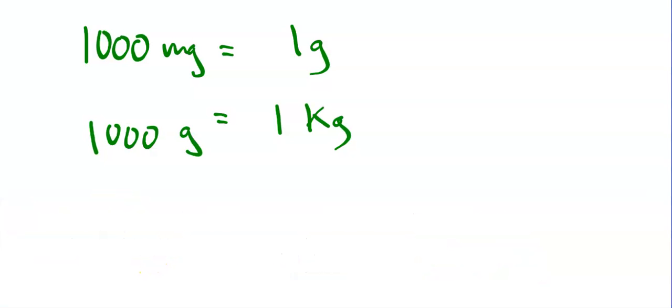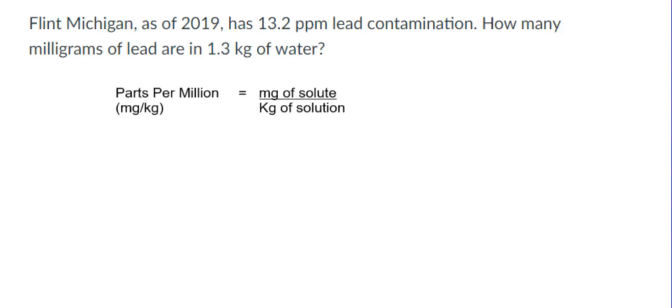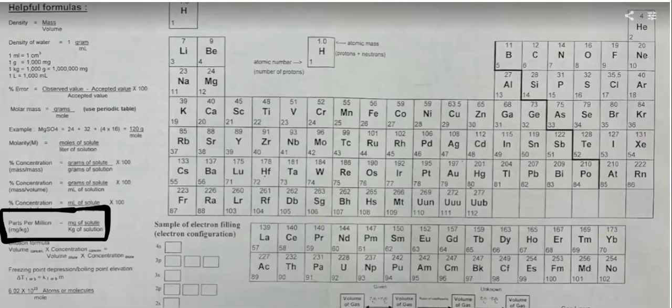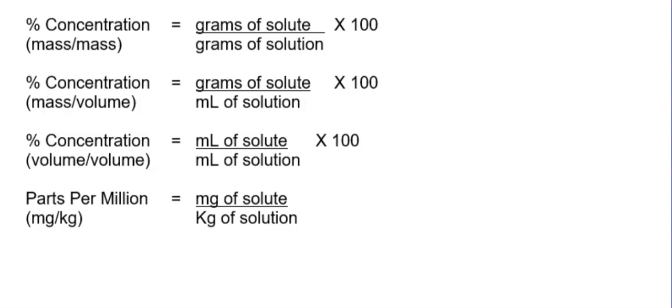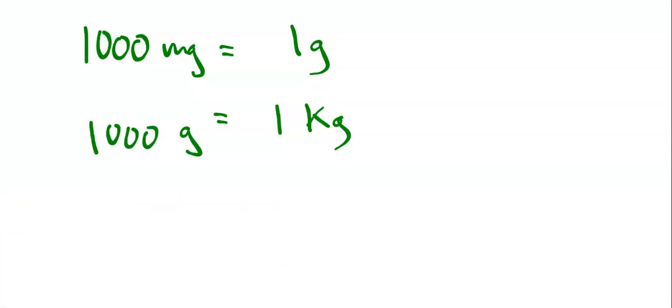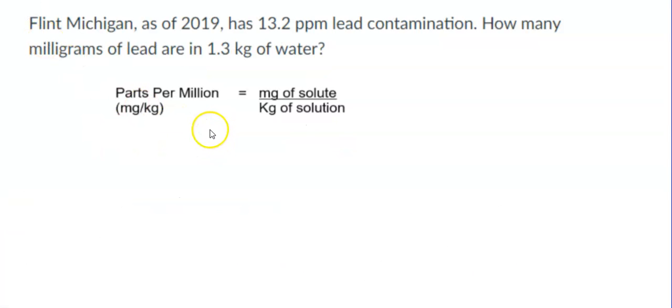So first off, parts per million. You can find the equation for that right there on your periodic table. And it's pretty simple. Your parts per million, or ppm, is equal to your milligrams of solute over kilograms of solution. It's pretty simple algebra. It's just 3 variables, and I'll always give you 2.